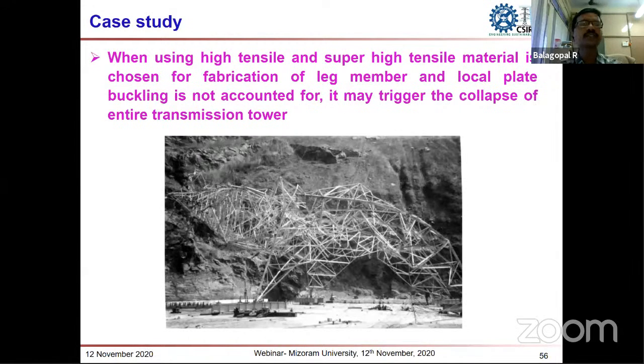And nowadays, we are using some high tensile strength steel for angle leg members in transmission towers. Here, the failure will not be gradual. When we go for high strength steel, the failure will be sudden. That may trigger the collapse of the tower, where they didn't take into account the local plate buckling interaction in the design formulation. Hence, the tower has collapsed.